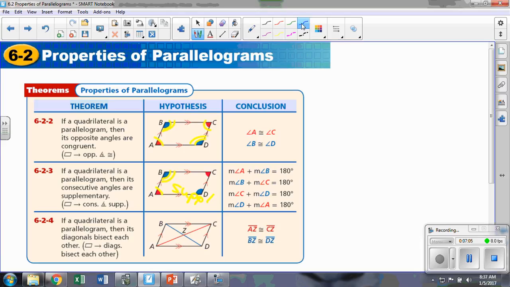If you draw in both the diagonals, when you draw in both diagonals, they bisect each other. And this is a really, really helpful one because it tells us that the left-hand side will be the same as the right-hand side. It tells us for the other diagonal, the left-hand side is the same as the right-hand side.